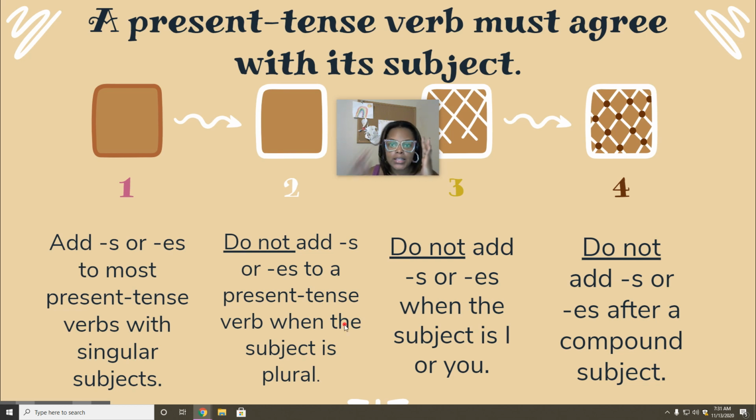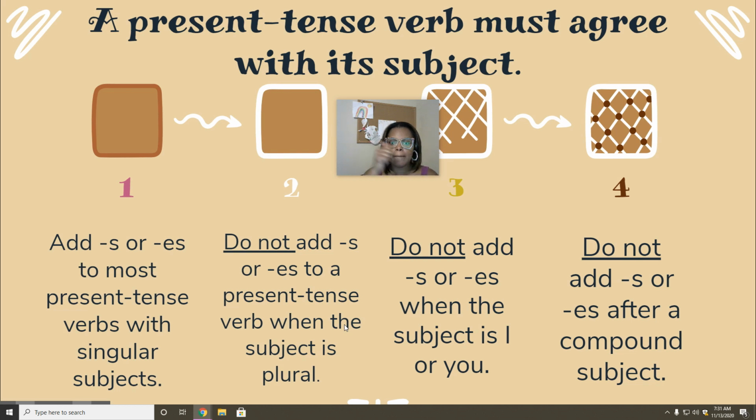Rule number 3. Do not add S or ES when the subject is I or you. So again, these are the bad boys of present tense verbs, okay? Because we're saying, hey, when it's I, it's singular, we need to add an S or an ES. But not when the word is I or you. We'll look at some examples. Just know that when it's singular, yes. Does it say I or you? Yes. Okay, I don't add anything.